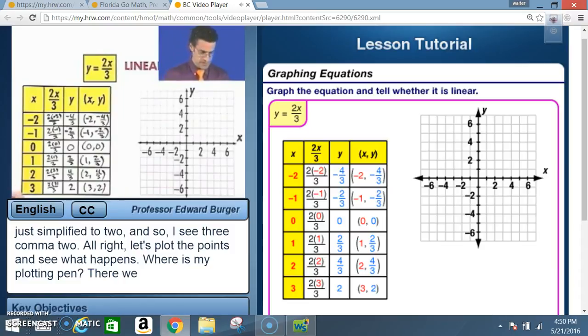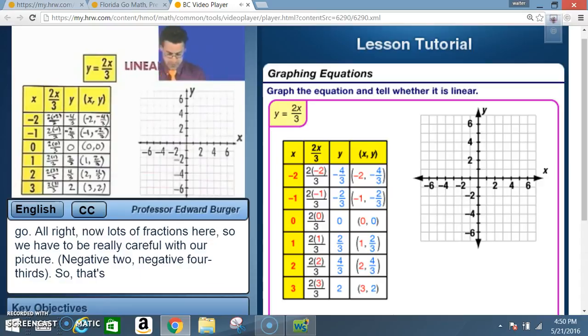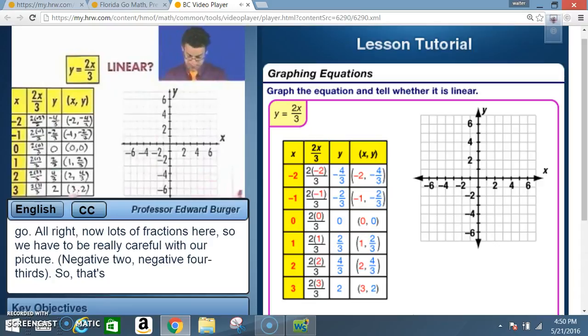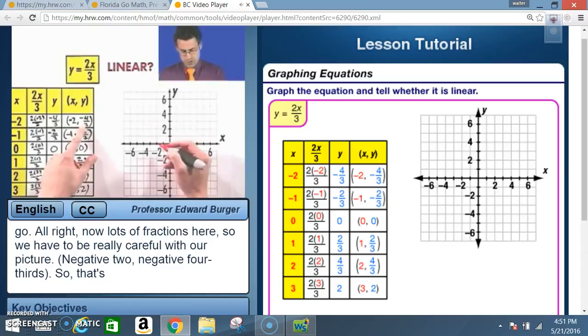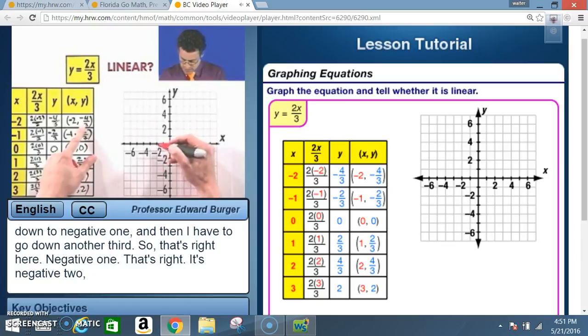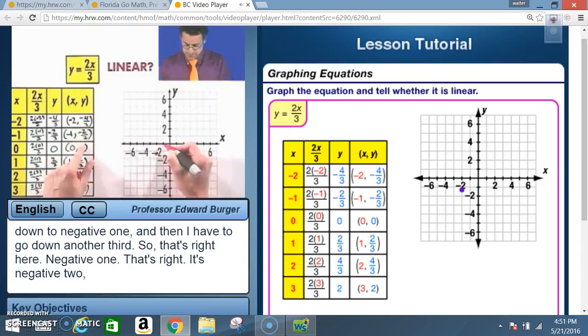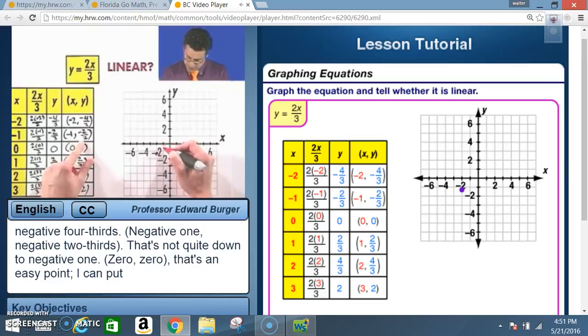All right, let's plot the points and see what happens. Now, lots of fractions here, so we've got to be really careful with our picture. Negative 2, negative 4/3, so that's down to negative 1, and then I have to go down another third, so that's right here. Negative 1, negative 2/3, that's not quite down to negative 1.